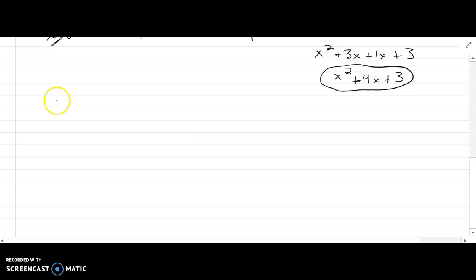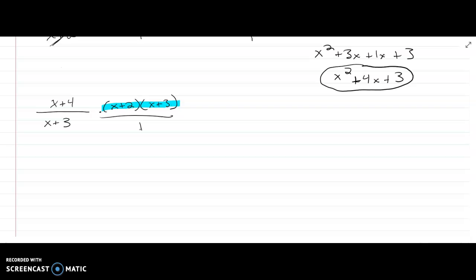So let's say we had x plus 4 over x plus 3 multiplied by my LCD. Keep that the same. Okay, here's my LCD here. Okay, now go ahead, pause the video, try this one on your own, and then come back.